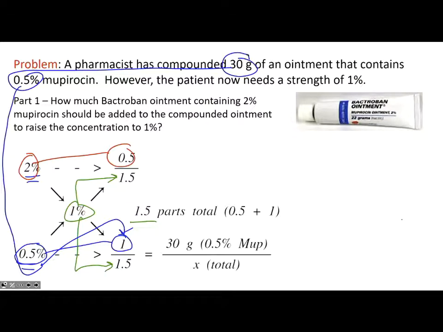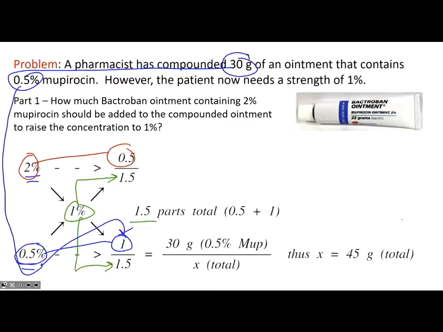So let's set up a proportion and say that down below, my 1 part of the 0.5% over the 1.5 total would be equal to the 30 grams I'm going to be using. I know I'm going to use 30 grams of 0.5%. That's what I had to start with. So that's the amount I start with. That's equivalent to 1 part. I can then solve for the total amount, which is 1.5 parts. So solve for that proportion. Essentially 30 times 1.5 is equal to 45 grams.